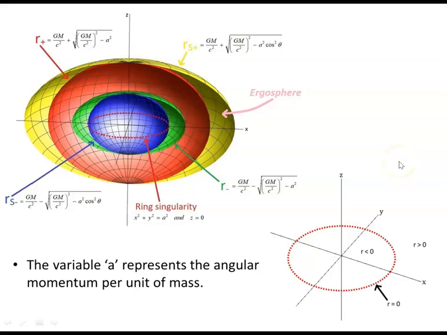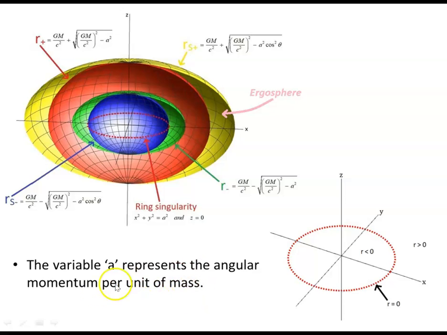All right, so we're interested in the ring singularity inside the Kerr black hole, rotating black hole, and particularly the space-time within it. All right, now the ring singularity occurring in the equatorial plane is given by the equation x squared plus y squared is a squared, and z equals 0, so the equatorial plane here, and we're interested in the space-time within that.